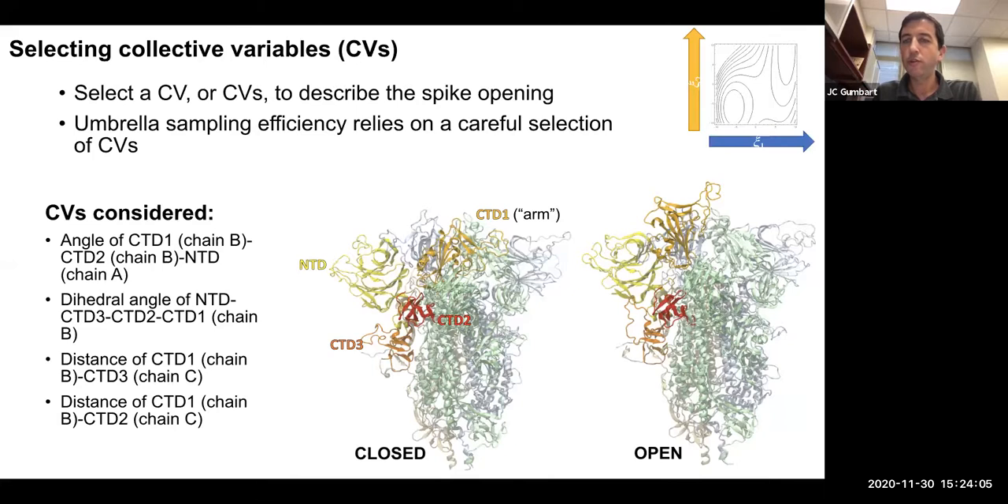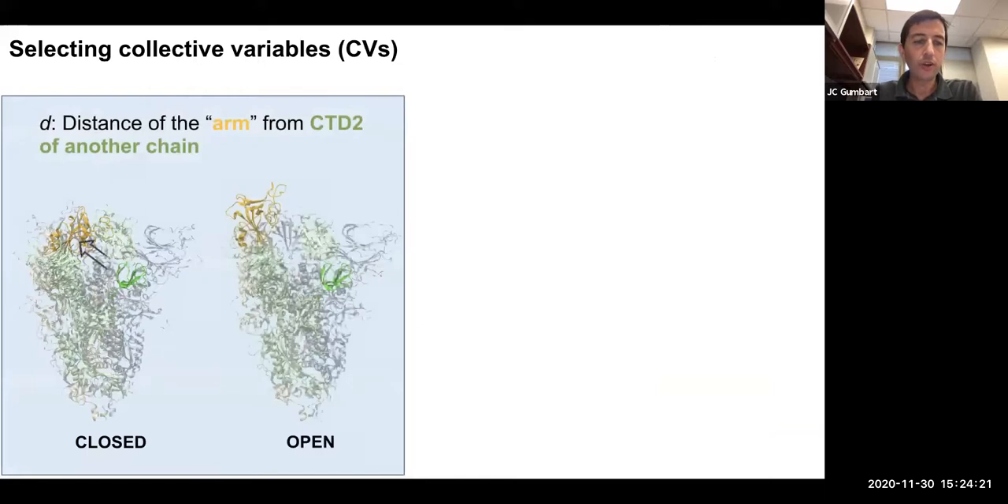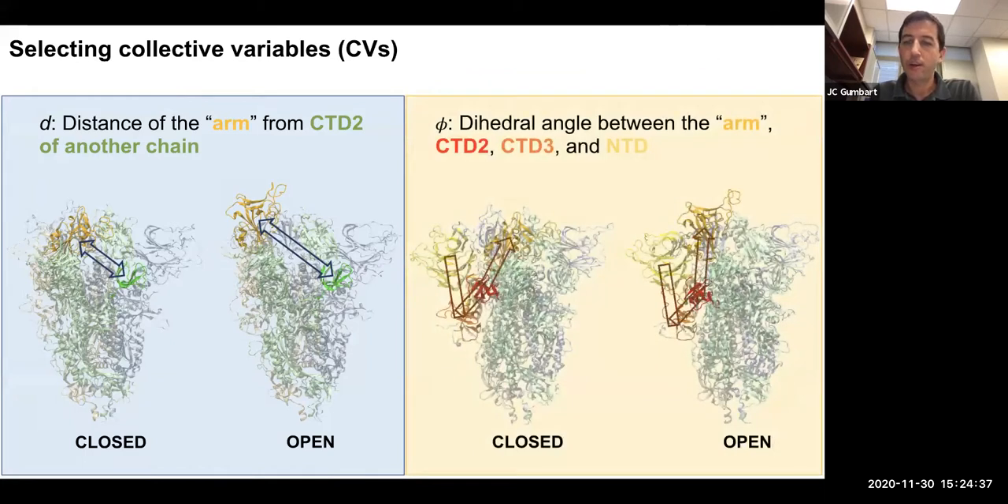We started out by using steered molecular dynamics to try to see which of these, or which combinations of these, were good at describing the transition from the closed to open state. Ultimately, we selected 2, as I mentioned. One is a distance of this arm that has to raise up from a stable domain in one of the other proteins in the trimer, and the other is a dihedral angle between four different domains. These are our 2 collective variables that we're biasing that we believe are good at describing the transition from the closed to open state.